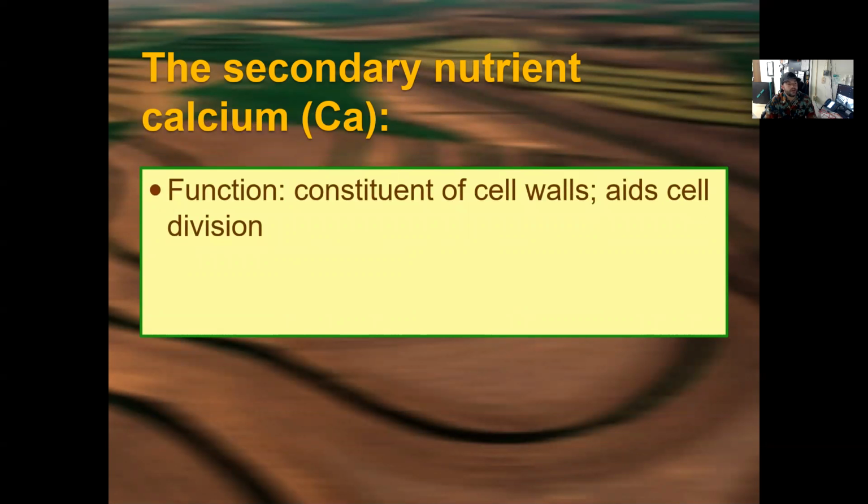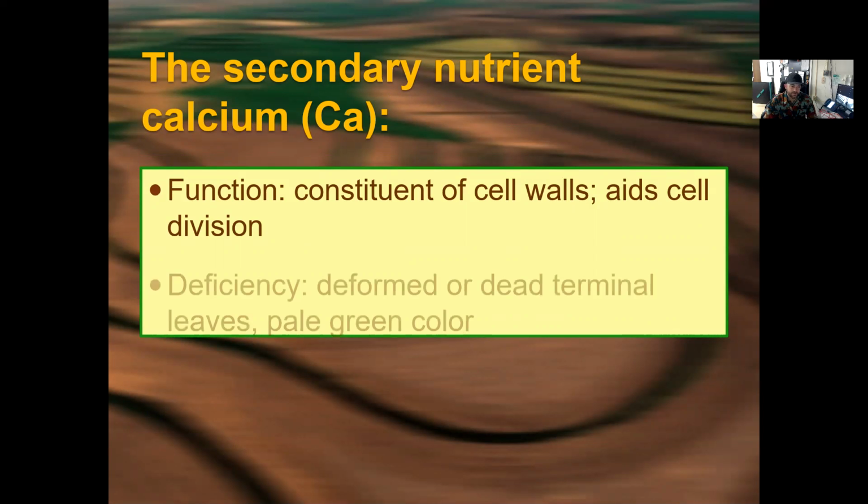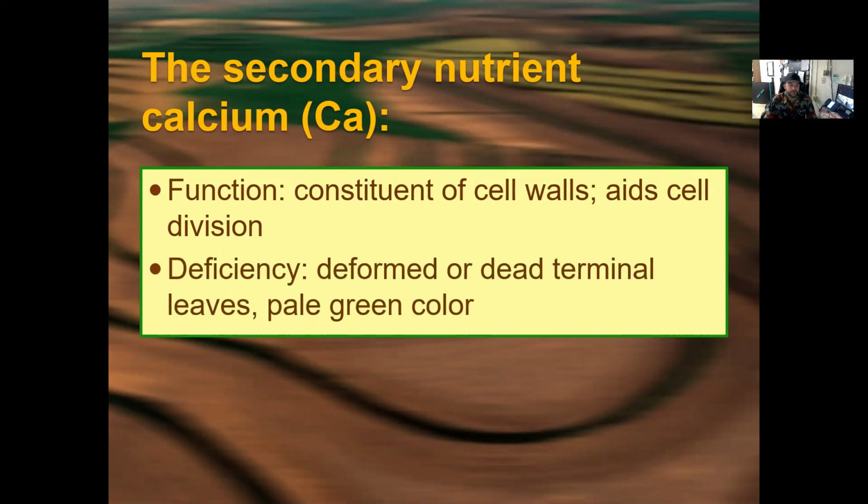So calcium: a constituent of cell walls, it aids cell division. I compare it to all the milk commercials where they say we'll make bones stronger by drinking milk because it contains calcium. So think of the same thing here. If there's a deficiency, it's deformed or dead terminal leaves and pale green color.